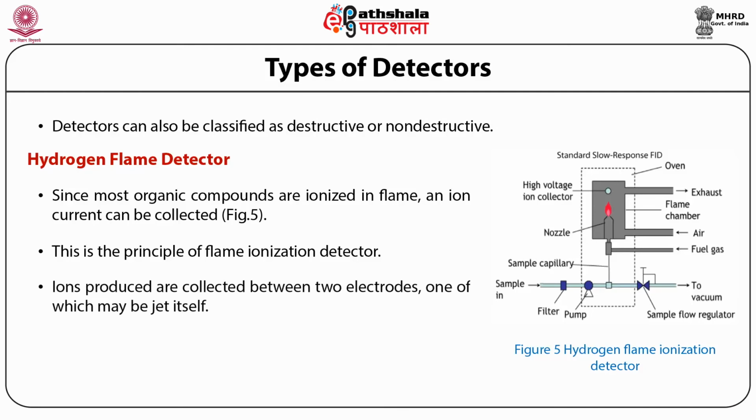The ions produced are collected between two electrodes, one of which may be the jet itself. Because the electrical resistance of the flame is very high and the current is extremely small, the associated electronics are complicated and moderately expensive.